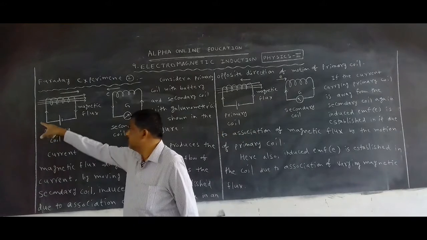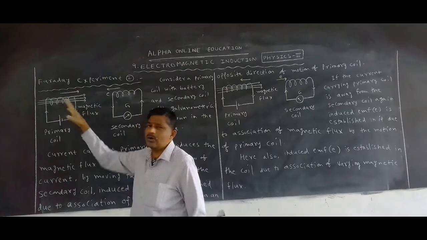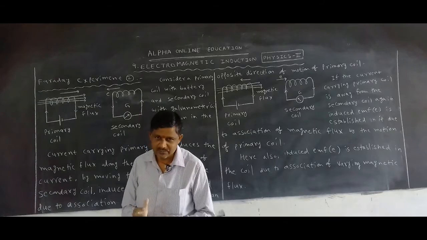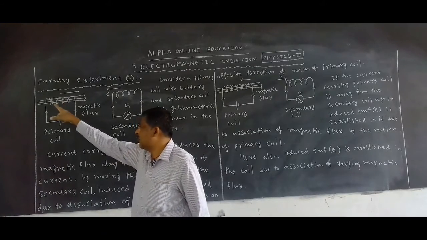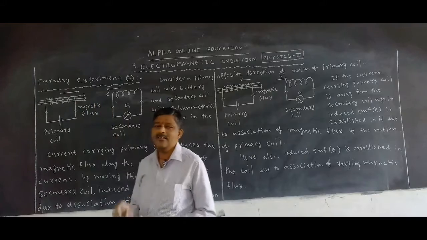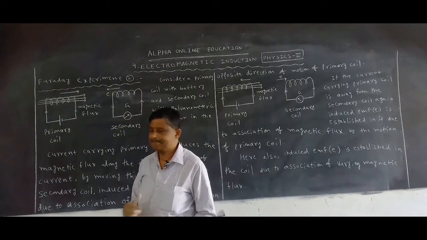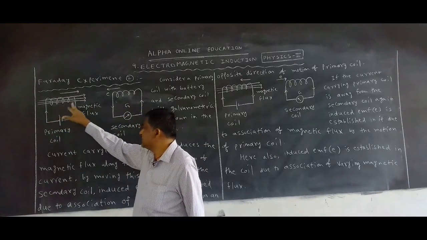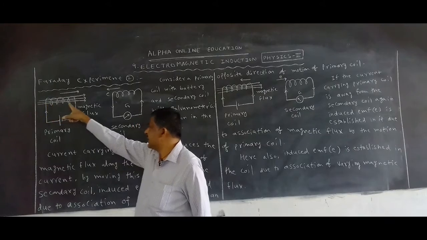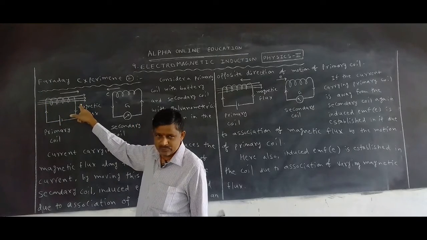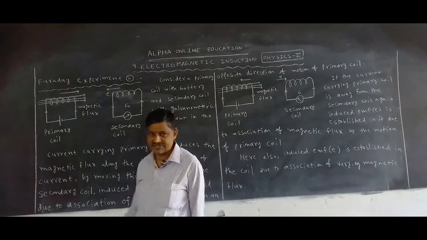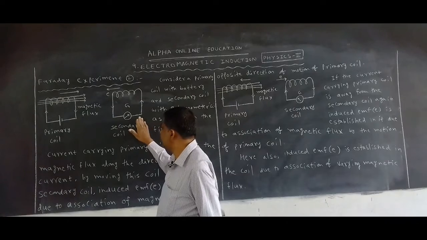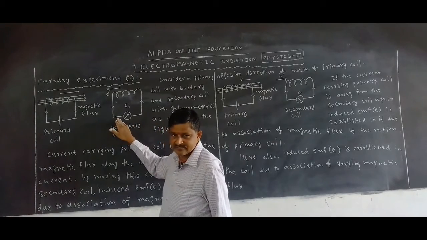When current passes through the primary coil, as per the Oersted principle, a magnetic field, or magnetic flux, is established along its axial line. Magnetic lines of force are established. Now we take the secondary coil with the galvanometer nearer to this, as shown in the figure.